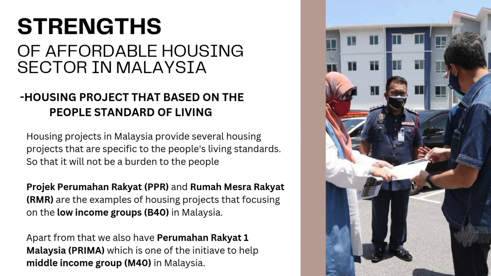Next, Projek Perumahan Rakyat (PPR) and Rumah Mesra Rakyat (RMR) are examples of housing projects focusing on the low income group, B40, in Malaysia. This means the Projek Perumahan Rakyat (PPR) is a program that provides affordable homes for the B40 group, helping them access safe and comfortable living space.